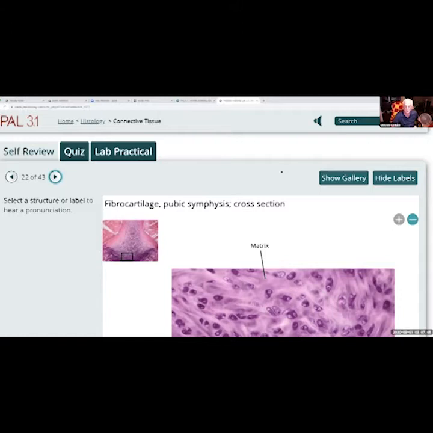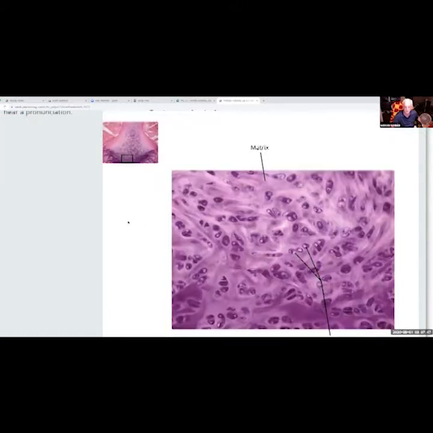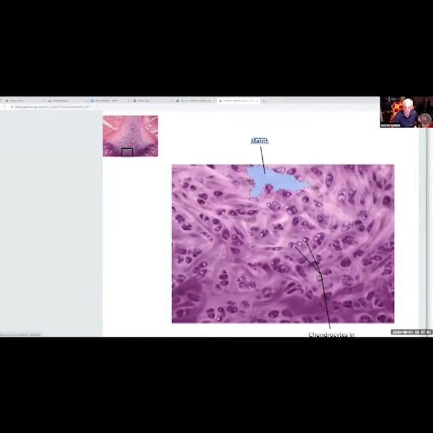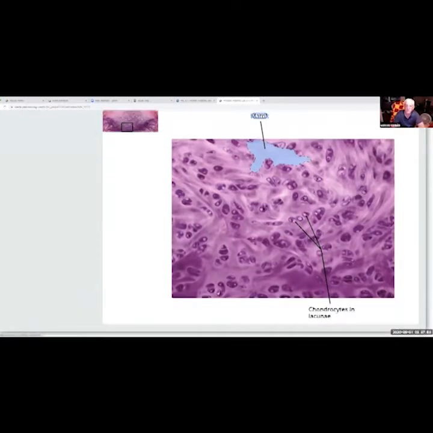Again, see the matrix. Matrix is what's between the chondrocytes. Then you see the chondrocytes inside the lacunae.